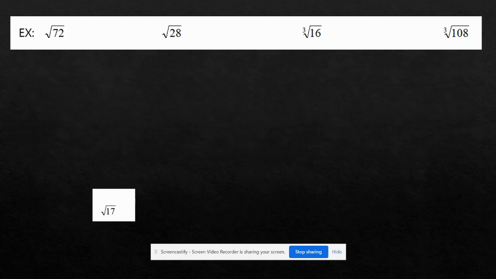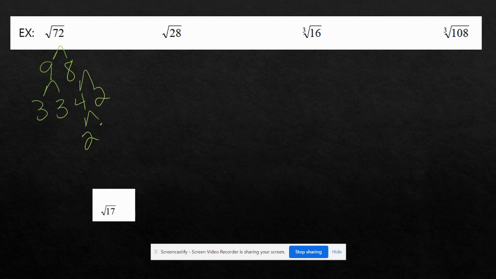72. Well, let's see. I know 72 is 9 times 8. You know, 9 is 3 times 3, 8 is 4 times 2, and 4 is 2 times 2. Well, this is the second root, the square root. Second is 2, so that means there has to be a pair of them in order for them to be able to come out from under the radical.